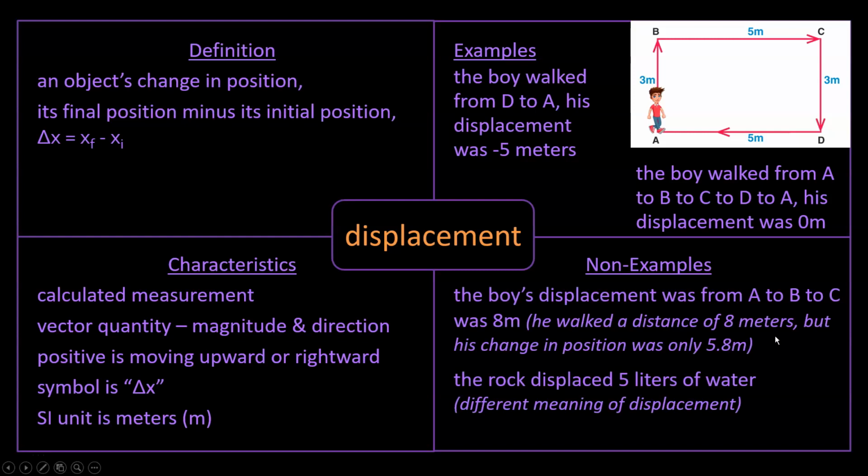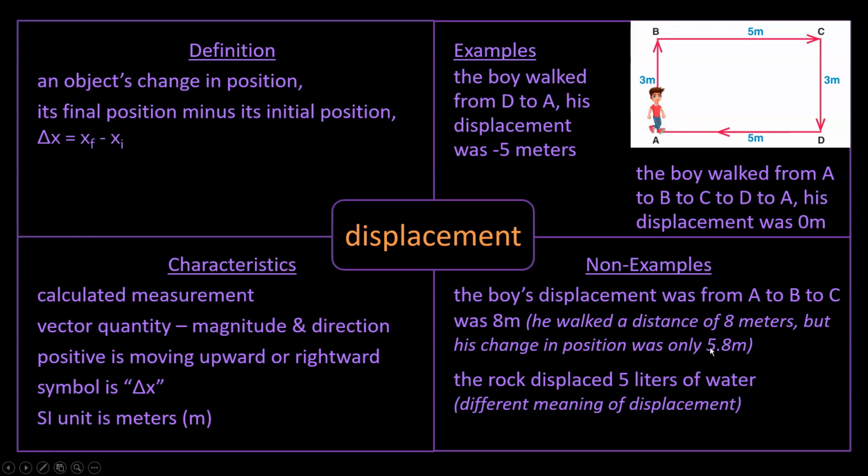Let's look at a non-example. The boy's displacement from A to B to C was 8 meters. And that's not true. He walked a total of 8 meters, but his change in position from A to C was only 5.8 meters.